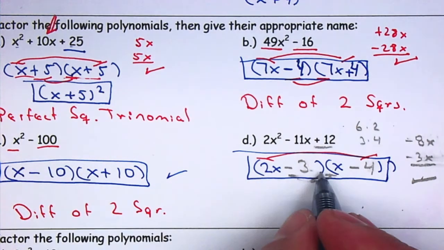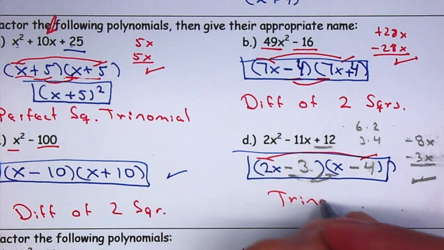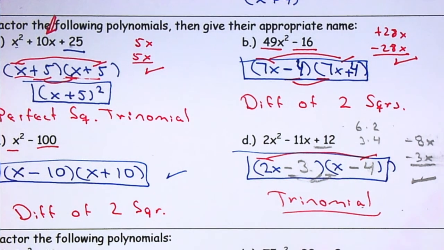Now, this will be just a trinomial, a basic trinomial. And remember to give me the name. So let's continue to example number 2.